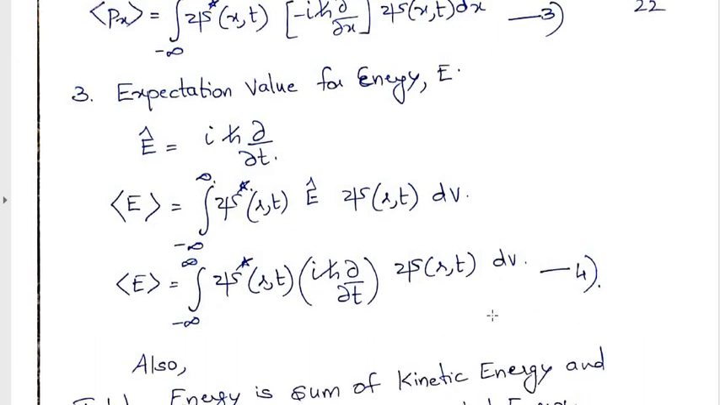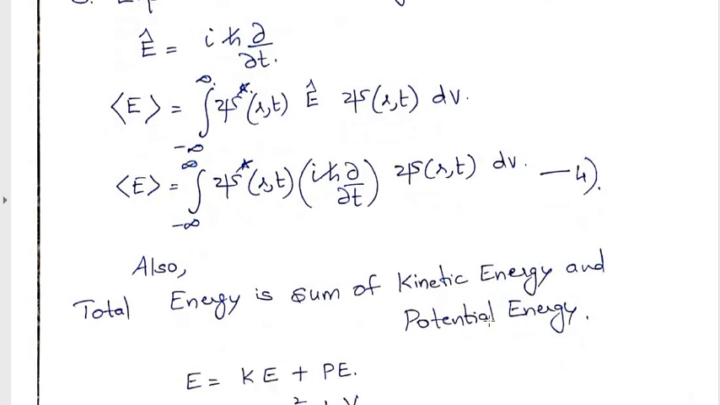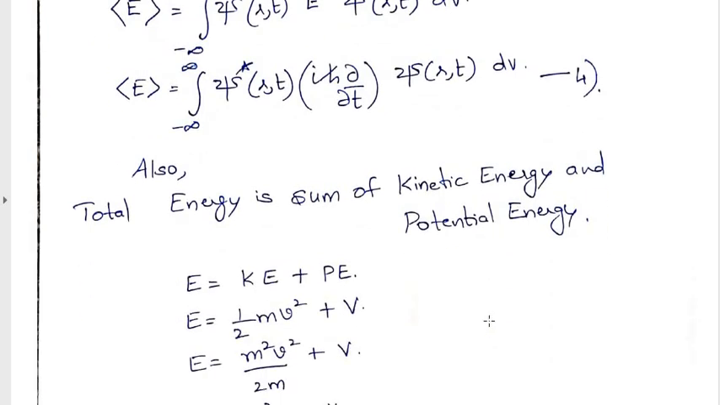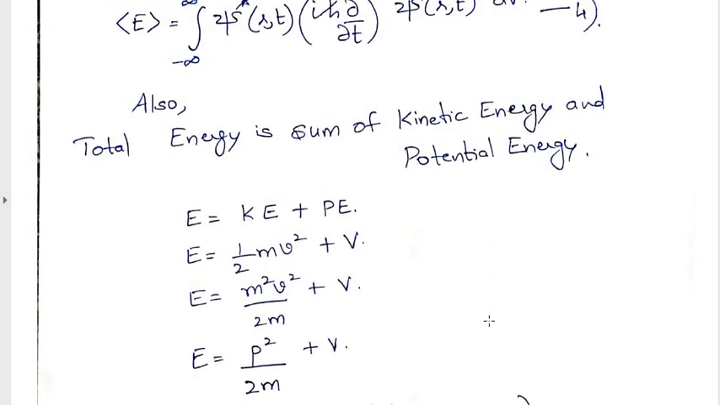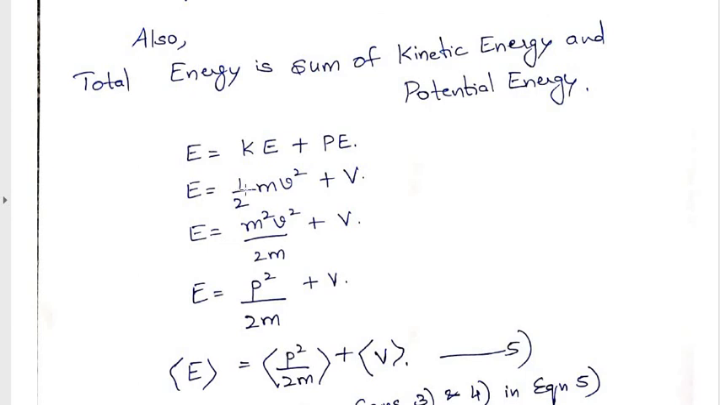So substituting the operator for energy, the expectation value of energy is equal to the integration of psi star r,t into i h bar del by del t psi of r,t dV between the limits of integration minus infinity and plus infinity. Now total mechanical energy is the sum of kinetic energy and potential energy. So energy is equal to kinetic energy plus potential energy. Kinetic energy is written as half m v square, potential energy is V.